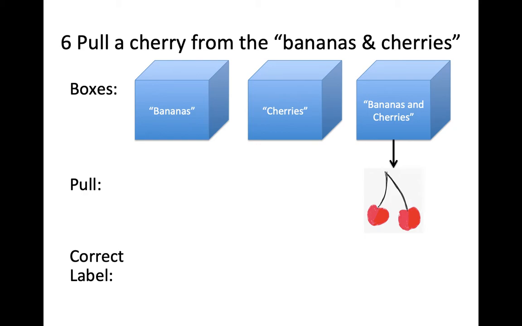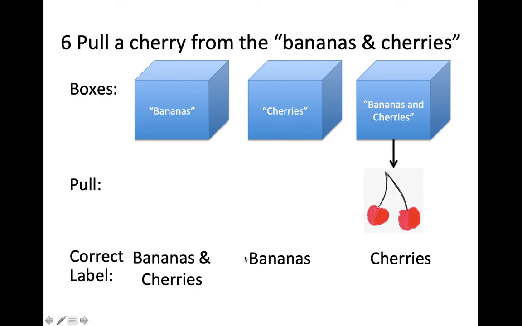All right, let's check our last scenario. 6, we pull a cherry from the bananas and cherries box. Again, it can't be bananas and cherries or just bananas because we just pulled out a cherry, so that has to be the cherries box. Now, looking at the bananas box, the one labeled bananas, it can't be bananas because that's what its label is. It can't be cherries because we know where that box is, so it must be bananas and cherries. That leaves just bananas for the middle box, the cherries box, and this is a success.